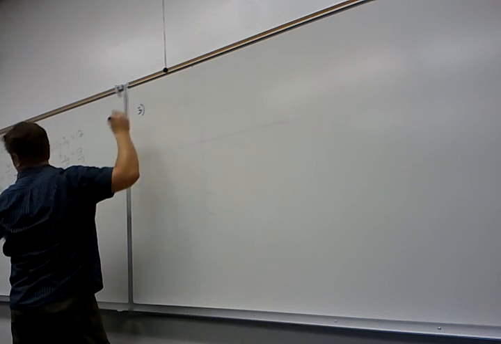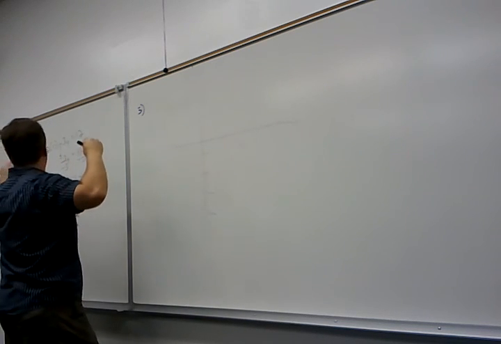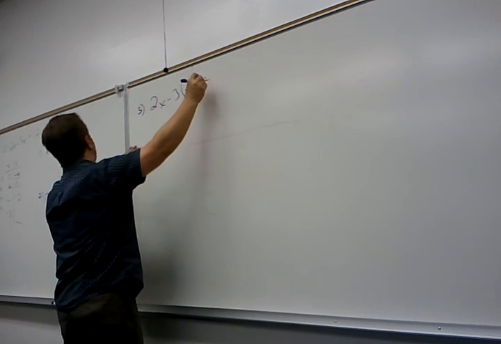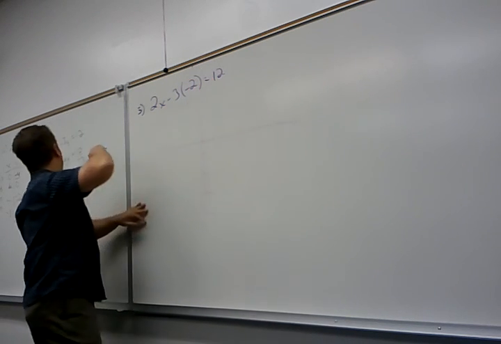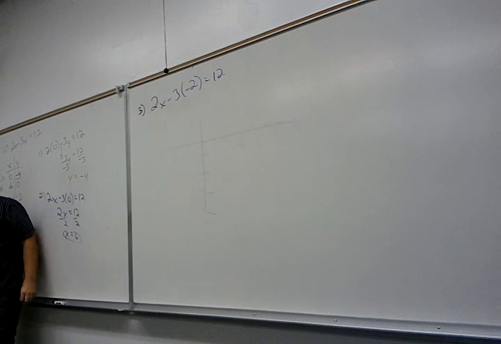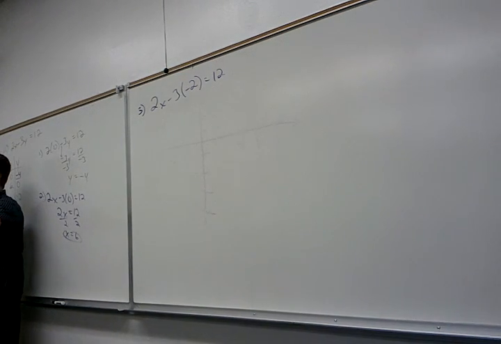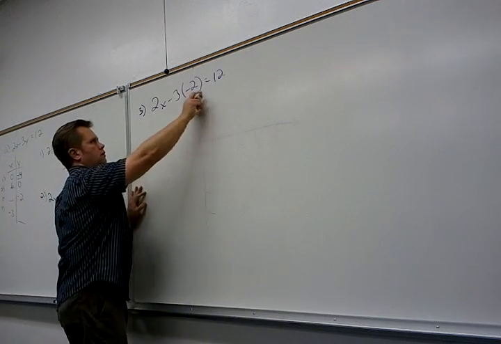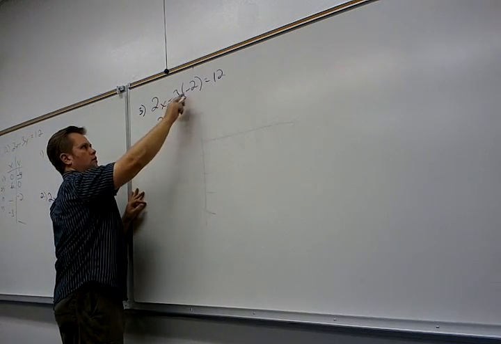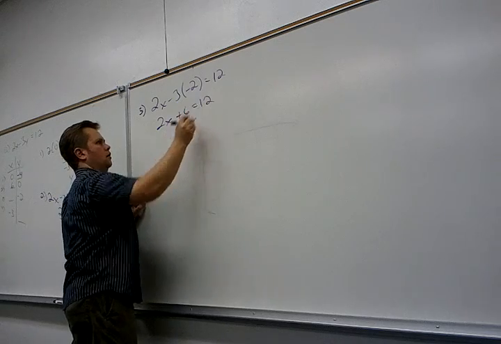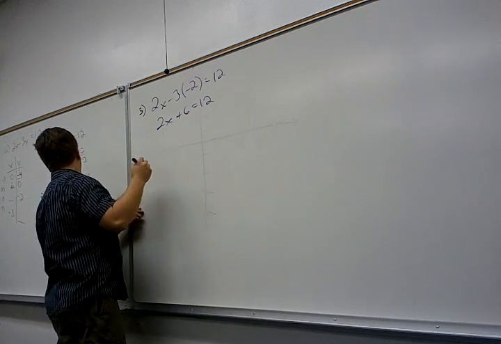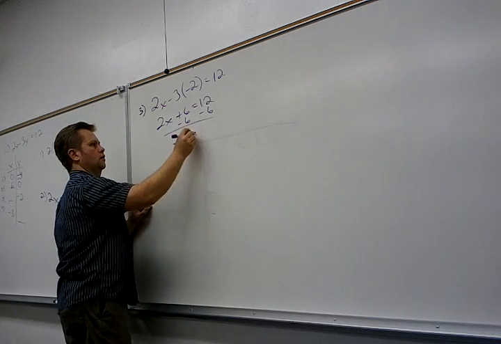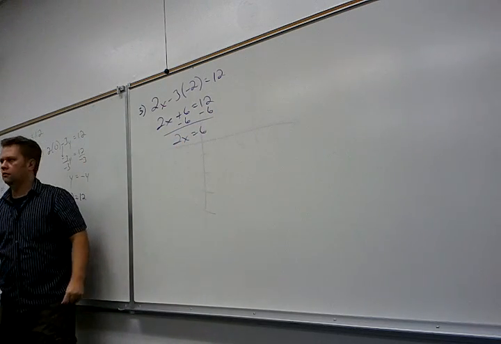Yeah, so on number 3, what do we know? Y is negative 2, so I have 2x minus 3 times negative 2 equals 12. Right, just plug and shove. I know that y is negative 2. So what do I get here? 2x plus 6. Good? Negative 6. Divide by 2.